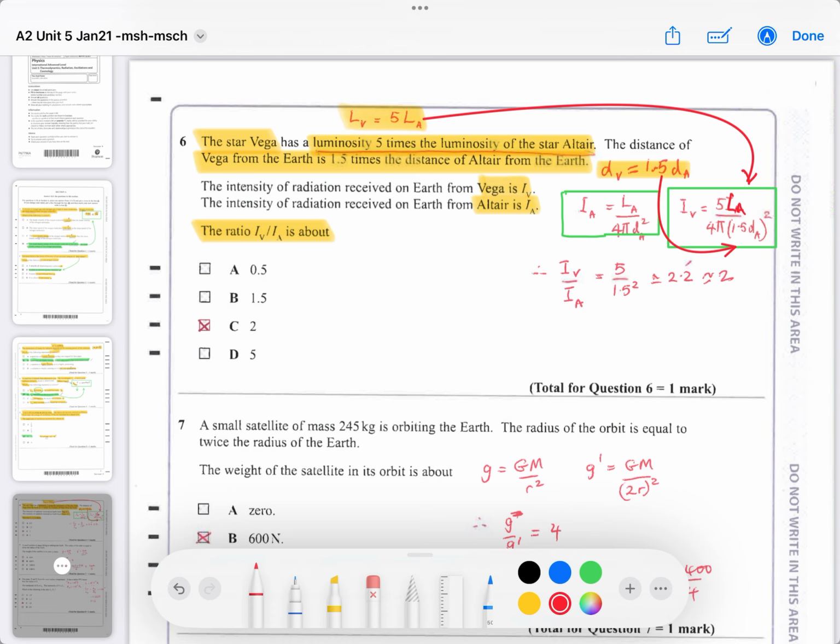So then all the other terms will cancel. When you divide the second equation by the first equation, IV by IA, you'll get the ratio of 5 to 1.5 squared, because all the other letters, LA, 4 pi d squared, will all cancel. So it'd be 5 over 1.5 squared, which gives you about 2.2, so therefore the answer will be D. Okay, C, sorry.